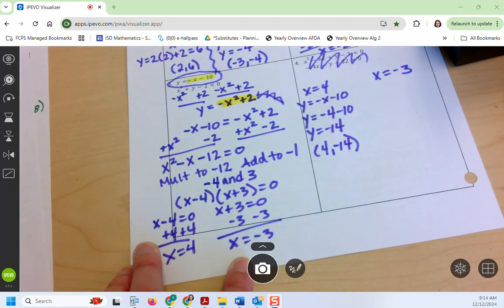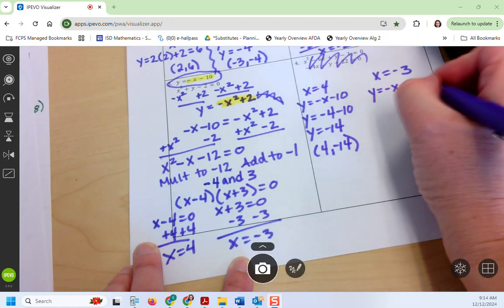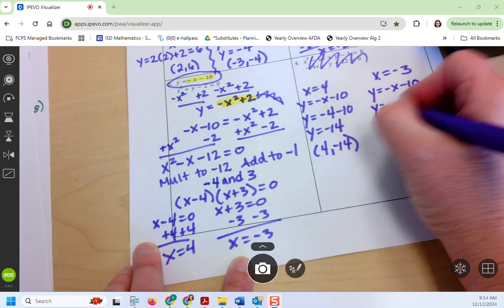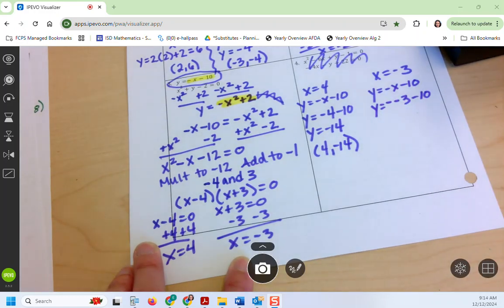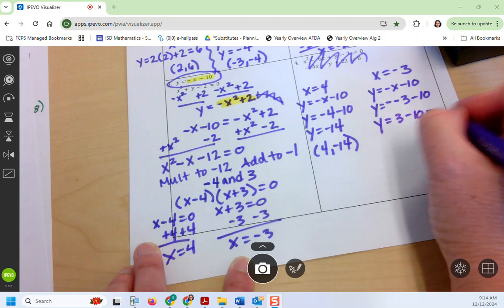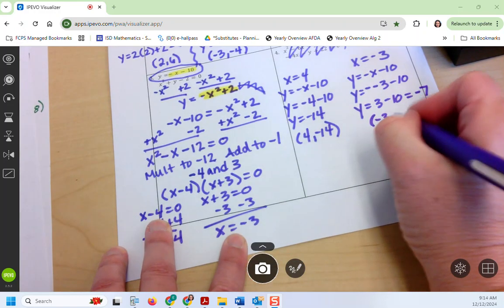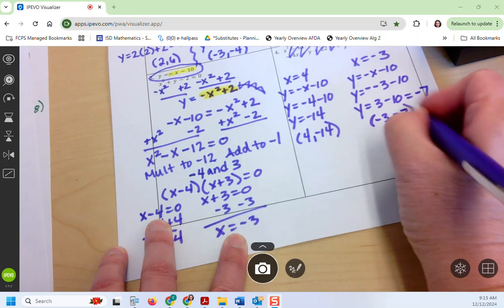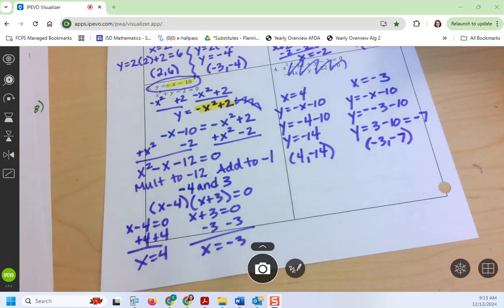I'm going to use this equation again. Y equals negative x minus 10 and substitute negative 3 in. What happens when I have negative 3? It becomes positive 3. So I get negative 7. All right, so remember, that's not problem 4. We're not doing problem 4. That's just the continuation of problem 3.